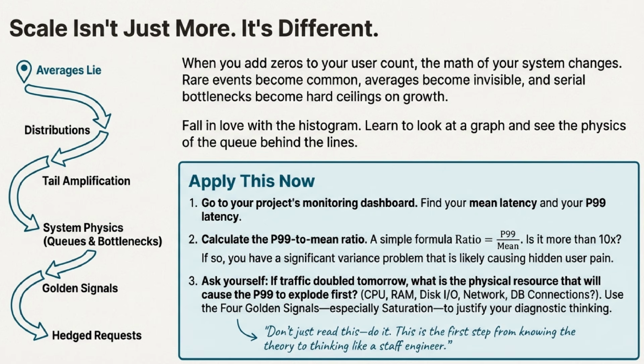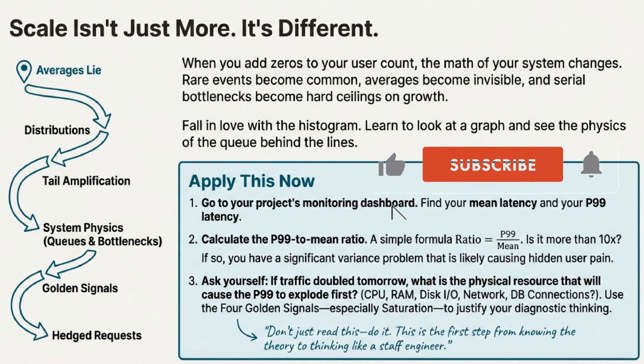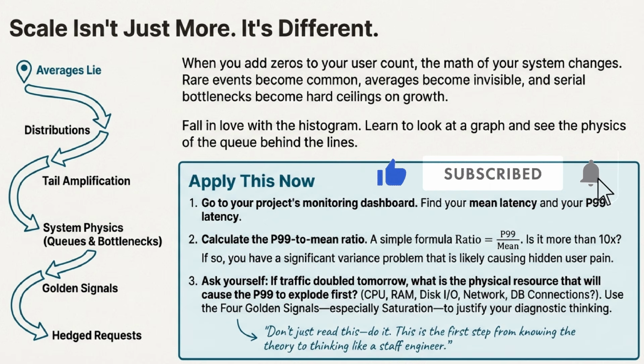Here is your senior challenge for video 2. I want you to go to your current project's monitoring dashboard, find your mean latency, and then find your P99 latency. Calculate the P99 to mean ratio. If your P99 is 10x higher than your mean, you have a variance problem. In the comments, post your ratio and tell me if your traffic doubled tomorrow, which one would explode first, the mean or the P99? And based on what we learned about Little's law and saturation, what is the physical resource that will cause that explosion? Is it CPU, RAM, disk I/O? I want to see your diagnostic thinking.